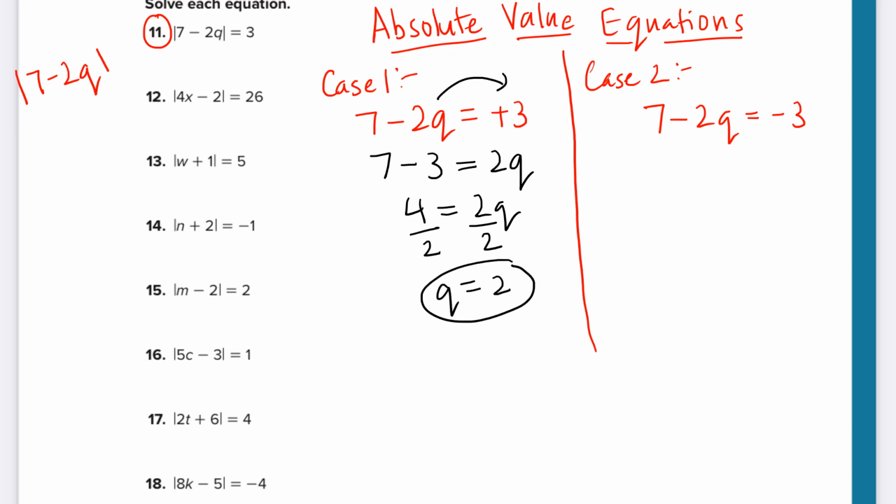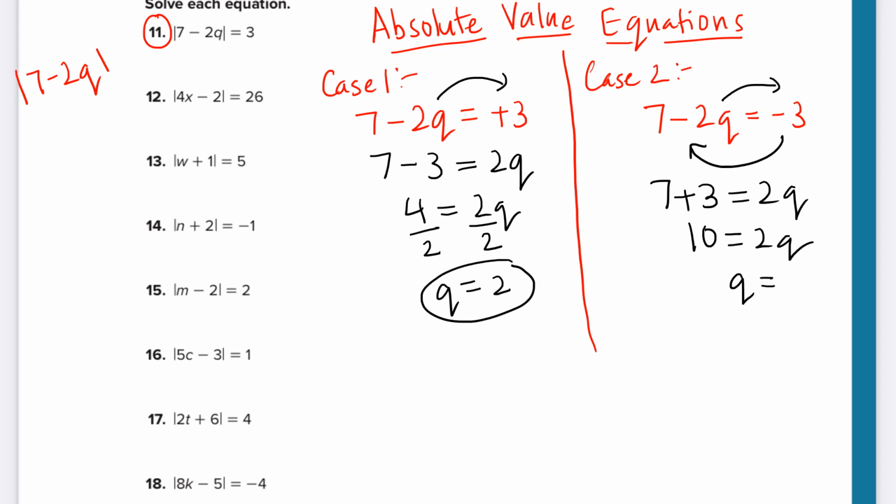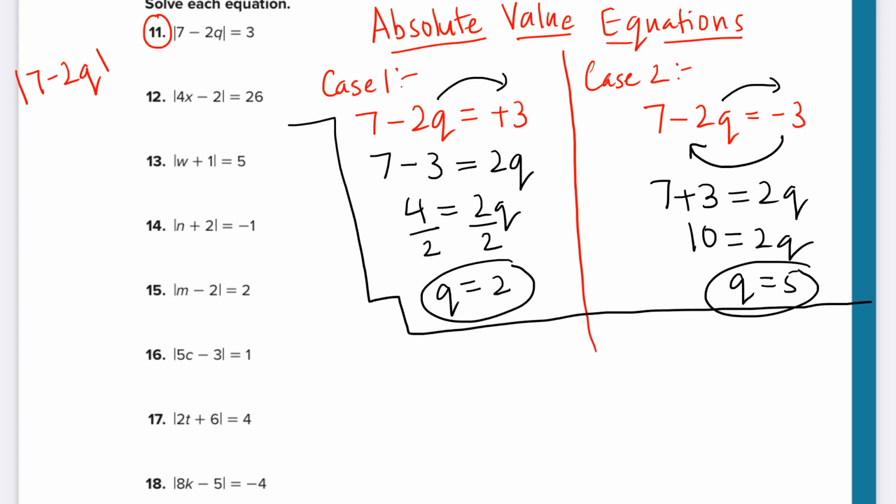That's one solution. Similarly, we solve this one here. I move 2q here. I move 3 here. So 7 plus 3 is 2q. 10 is 2q. Or q is 5. So these are the two solutions that you have got. In a very similar way, you could solve any other question of absolute value equation. Let us do just one more out of it.